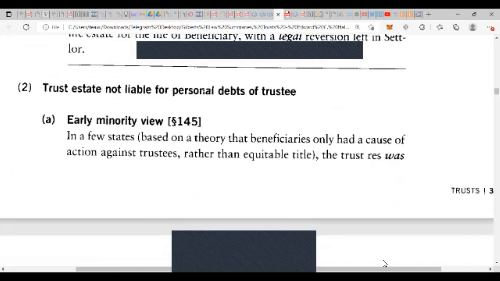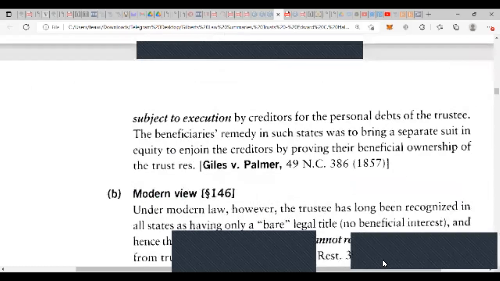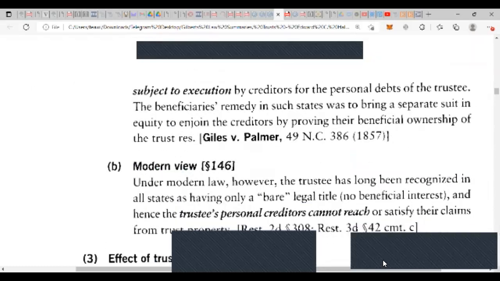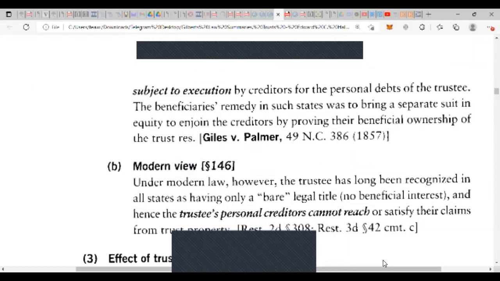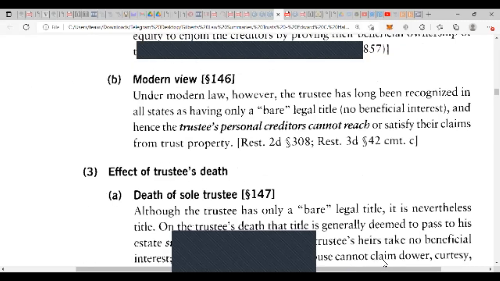A, early minority view. In a few states, based on a theory that beneficiaries only had a cause of action against trustees rather than equitable title, the trust res was subject to execution by creditors for the personal debts of the trustee. The beneficiary's remedy in such states was to bring a separate suit in equity to enjoin the creditors by proving their beneficial ownership of the trust res. Giles versus Palmer, 1857. Modern view, section 146.